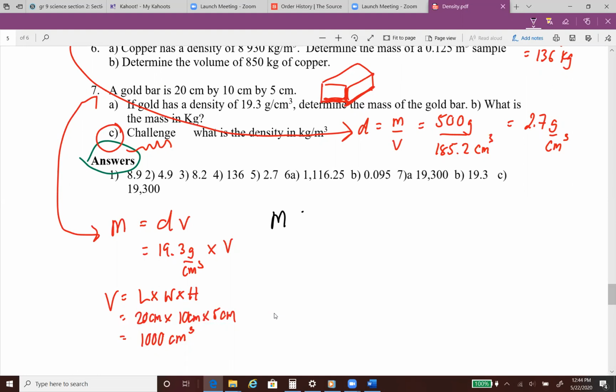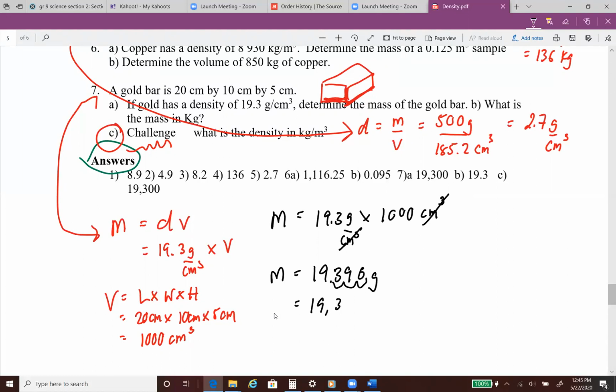So the mass then would be the density, 19.3 grams per centimeter cubed, times the volume, which is 1,000 centimeters cubed. You can see that these two would cancel out. So then its mass would be, move the decimal over three spots. It was here. Now we're going to move it 1, 2, 3. So it's going to be 19,300 grams.